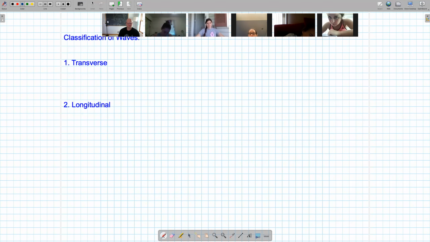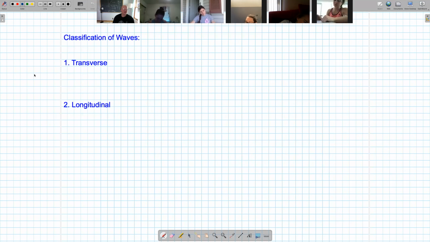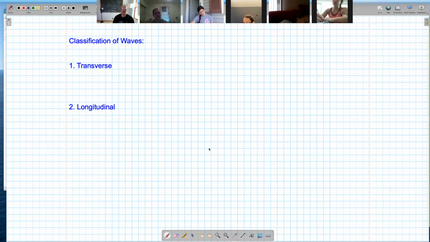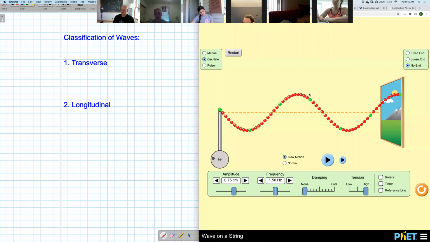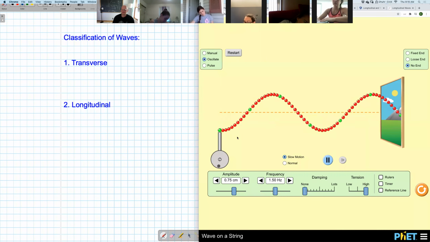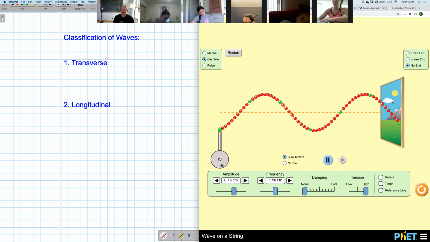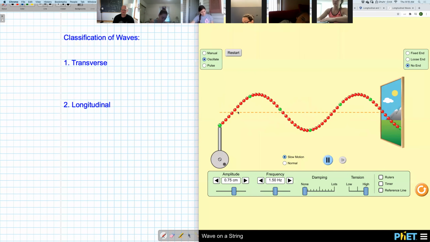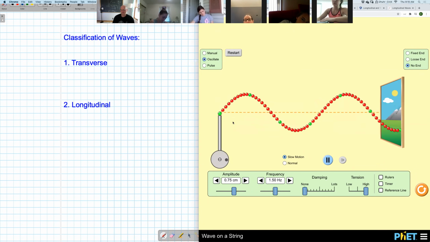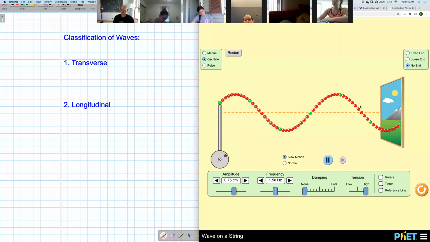Now, in general, we have two different classifications of waves. The first classification is what's known as a transverse wave, and the second is what's known as a longitudinal wave. This demo here is a very good example of a transverse wave. A transverse wave is one where the medium is oscillating perpendicular to the direction of travel of the wave. Here, my medium, my string, the particles are oscillating up and down, but the wave itself is being propagated to the right.